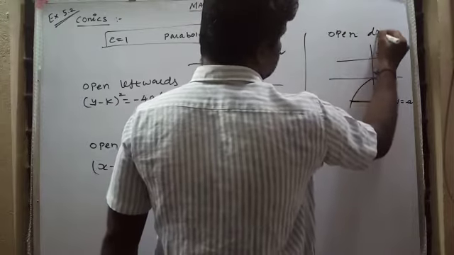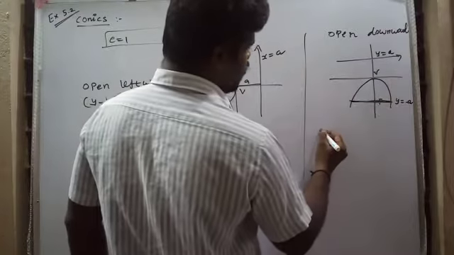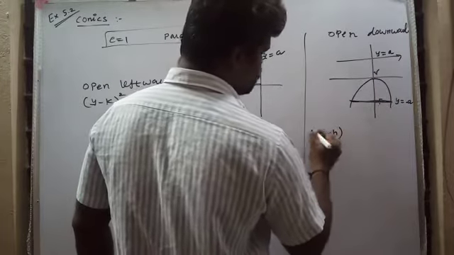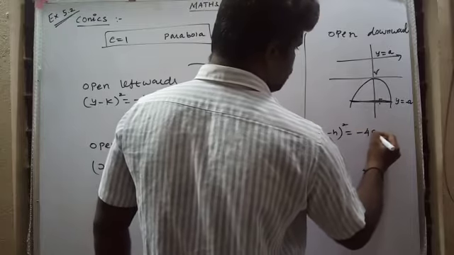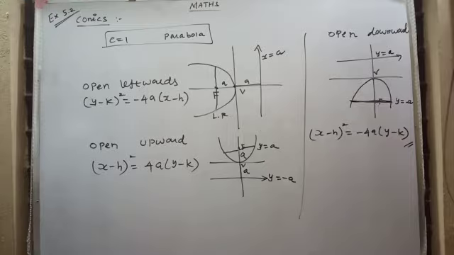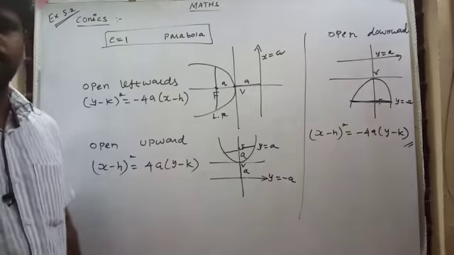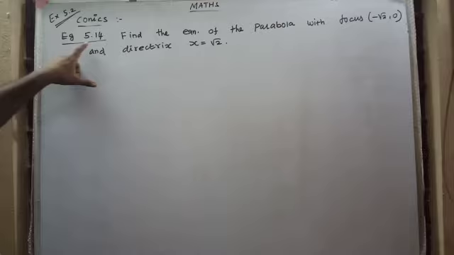The formula can be written as (x minus h) the whole squared equal to minus 4a (y minus k), right? These are the four types of the parabola. If you have any doubt, see the table in our book, so refer to the book. Okay.